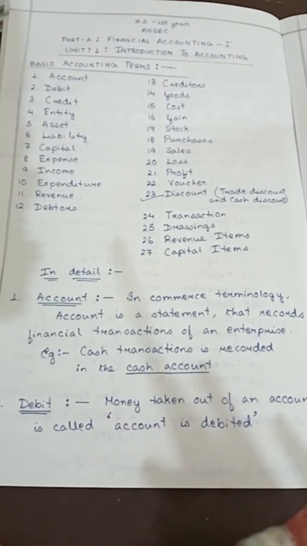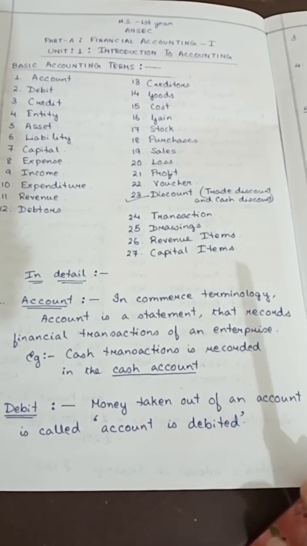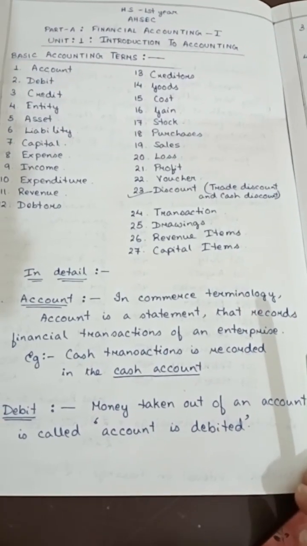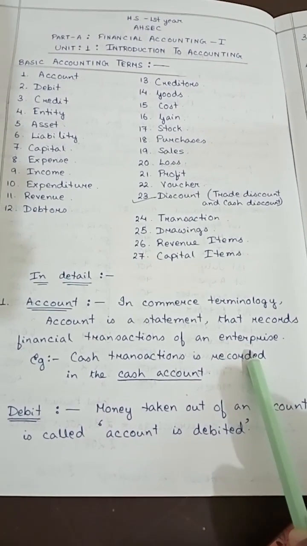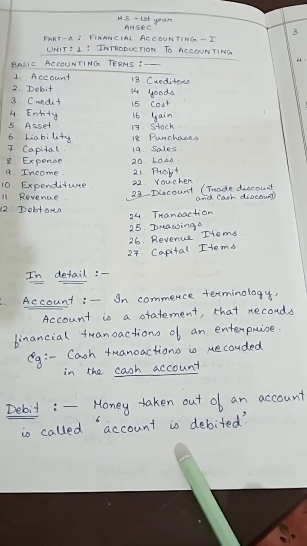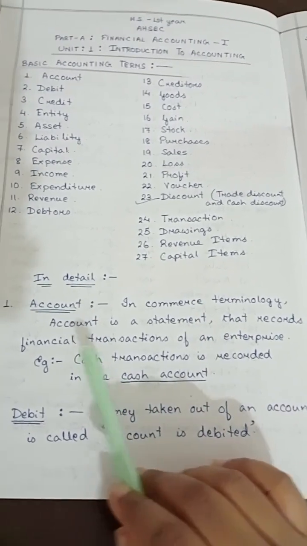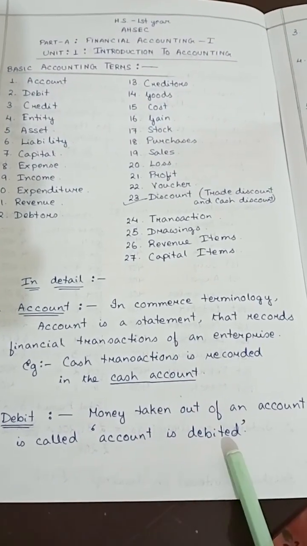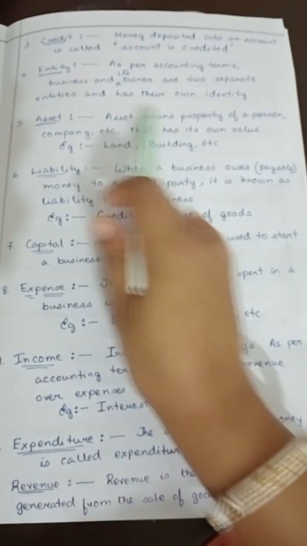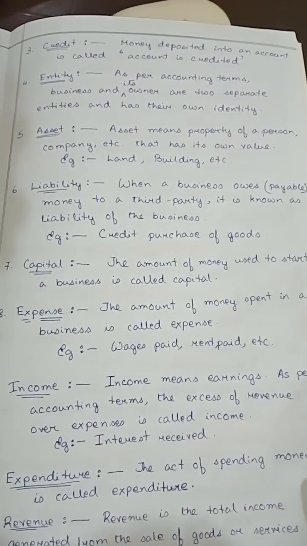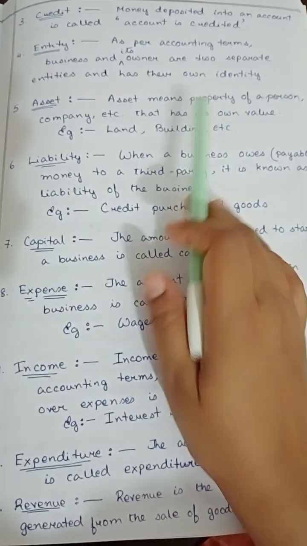My language is very easy. I have explained very nicely, in my own words. So just read them. You will come to know what is an account, what is debit. Then you see here what is credit. Then what is an entity?